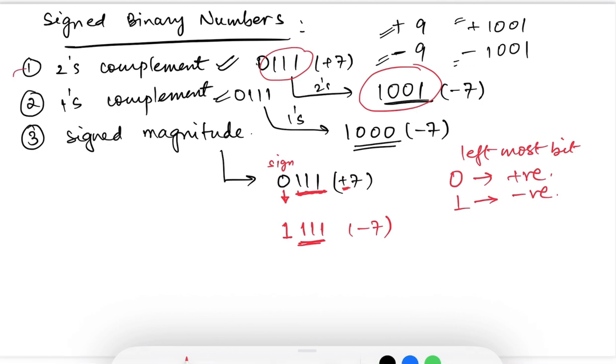That means these three notations are very different from each other. And if a computer is working on a particular method, either two's complement or one's complement or sign magnitude, then the other methods will be unknown to the computer system. It can work only on one method.